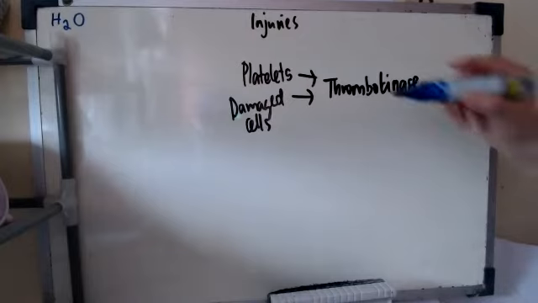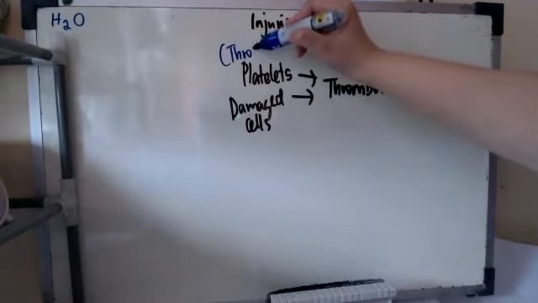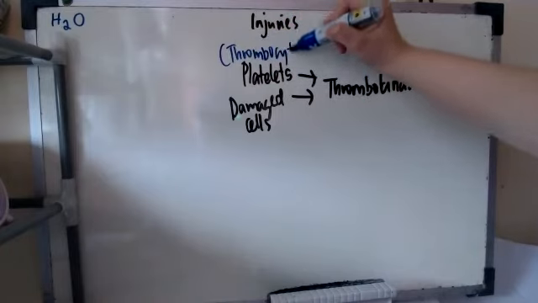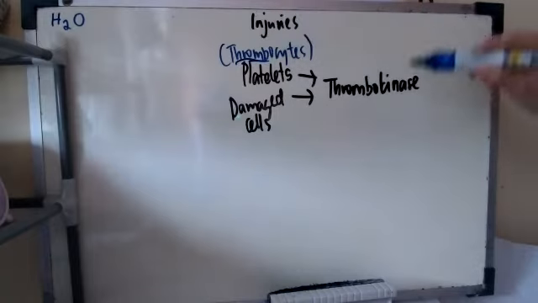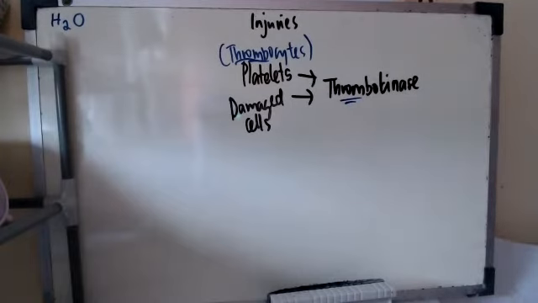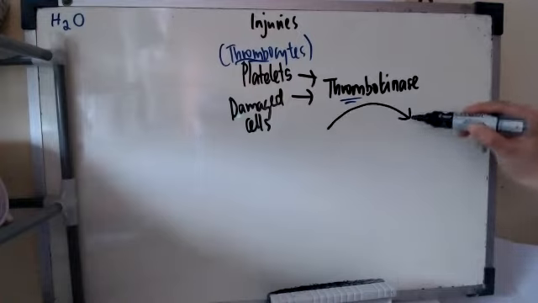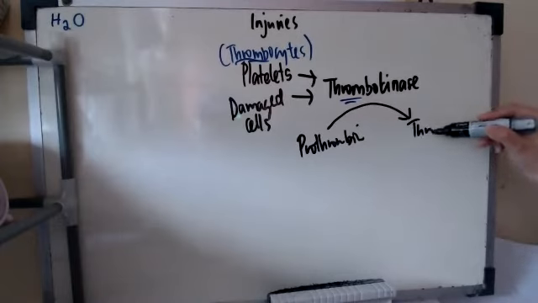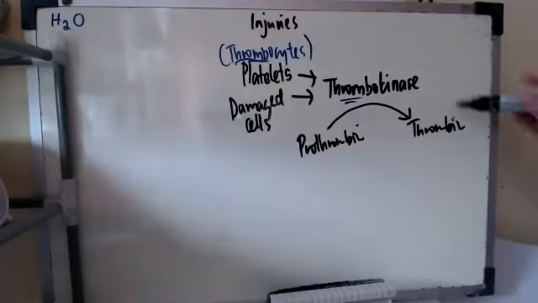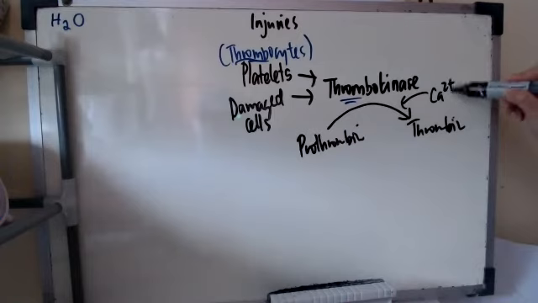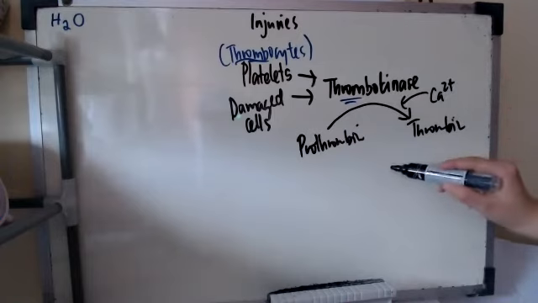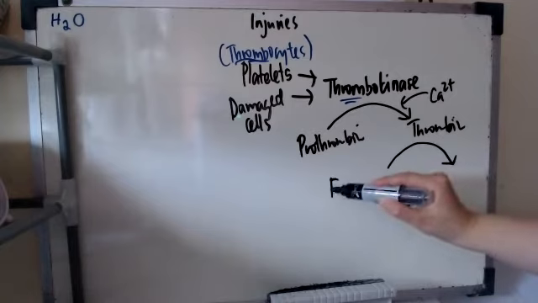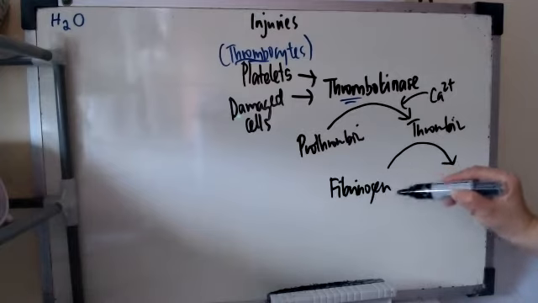Coincidentally, platelets is also named thrombocytes. Why? Because the thrombo, it takes after the name of the enzymes that it produces. Platelets and damaged cells will produce thrombokinase. Thrombokinase is an enzyme. So this thrombokinase will convert prothrombin to thrombin with the presence of calcium ions. Prothrombin is also an enzyme. It will convert fibrinogen into fibrin.